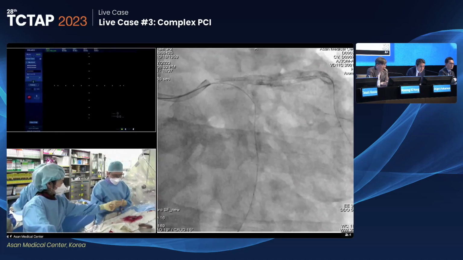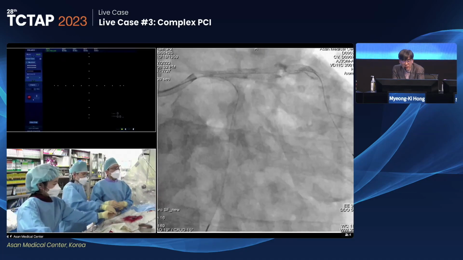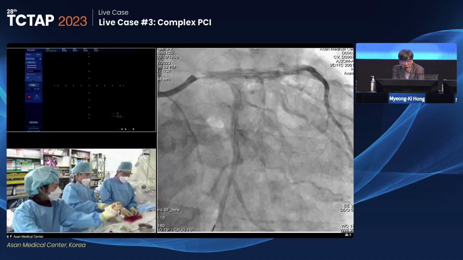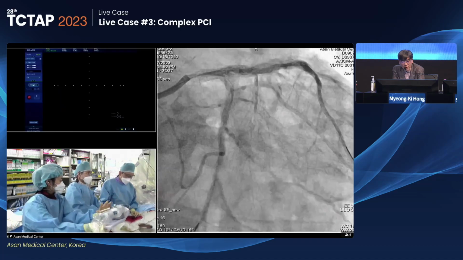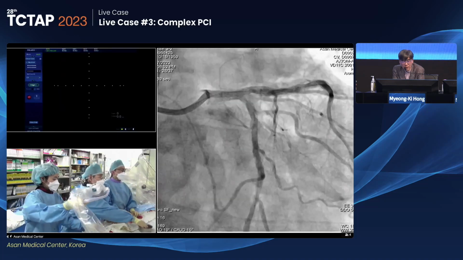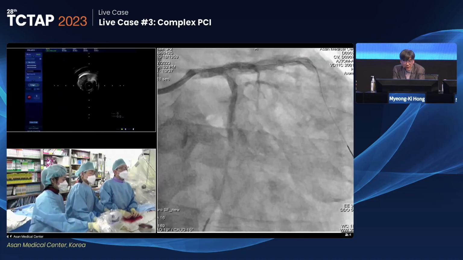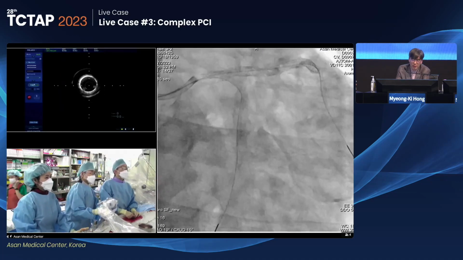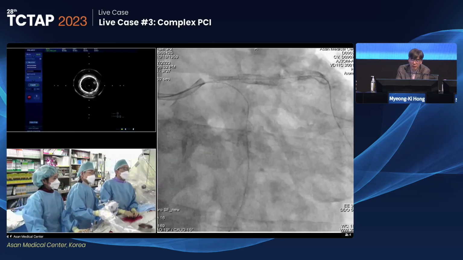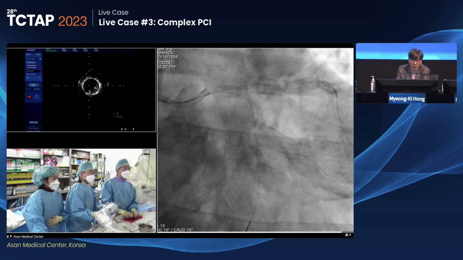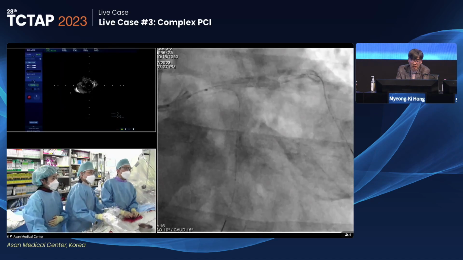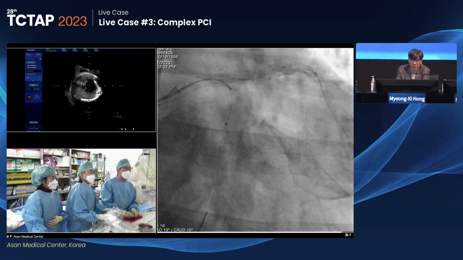Look at the ostium of the circ. There is some layer in the high obtuse marginal branch. Maybe there's some difference. The wire already cut through the vessel. Is that a hematoma? What do you think is happening there? There could be some dissection, or it can be just calcium mass. Let's see what there is.